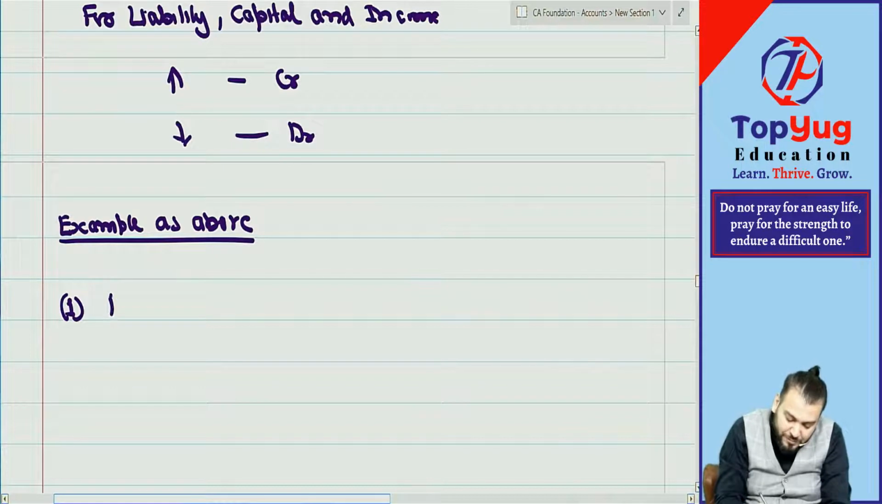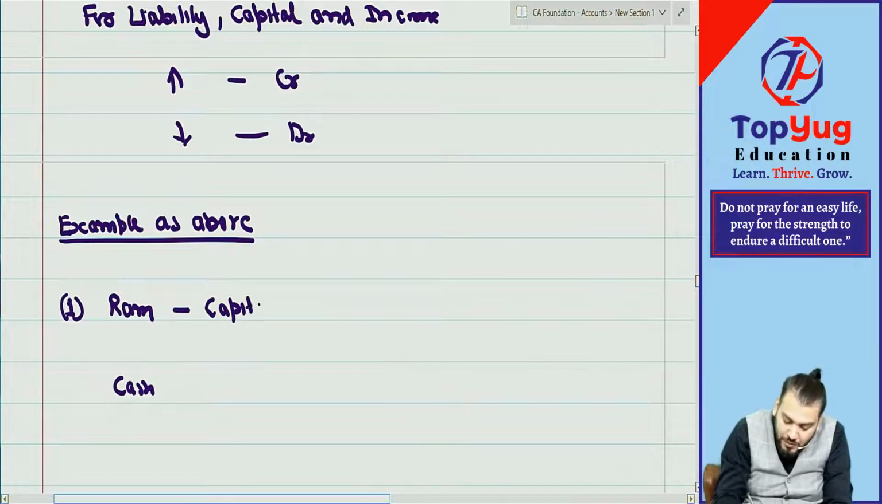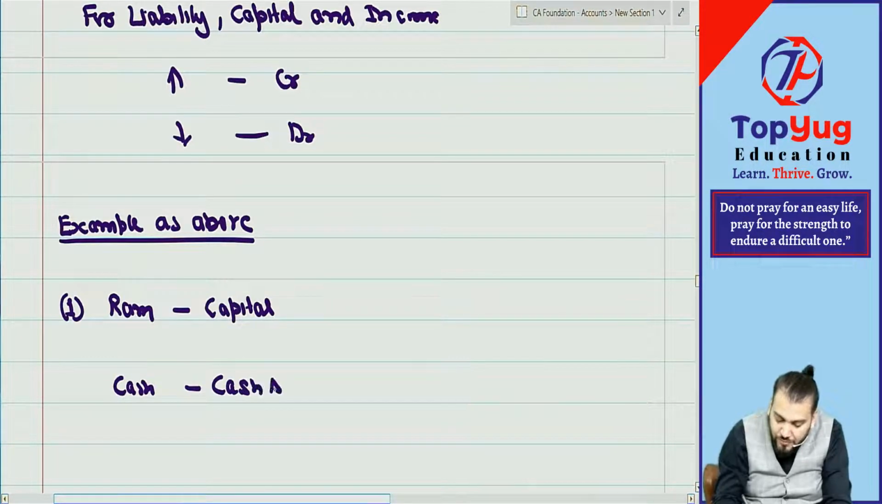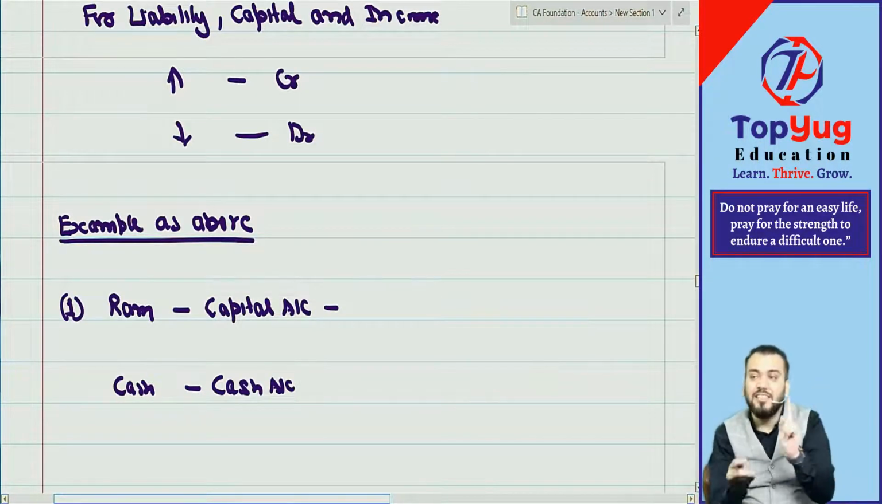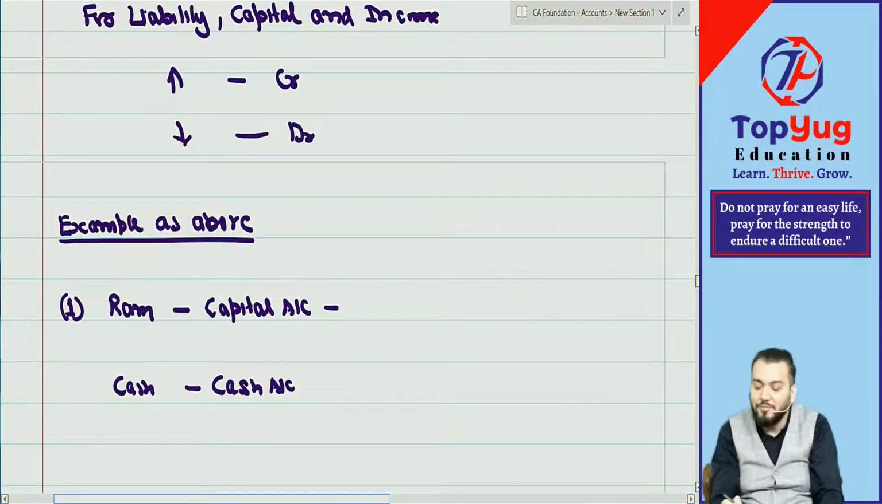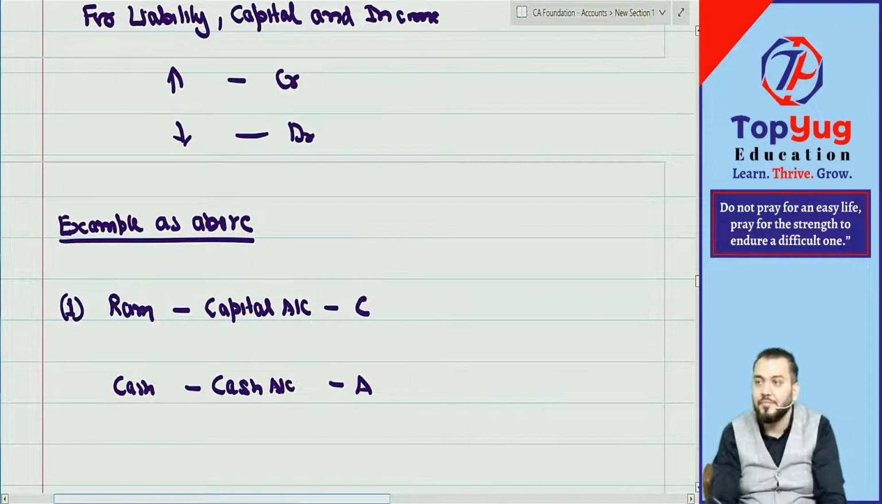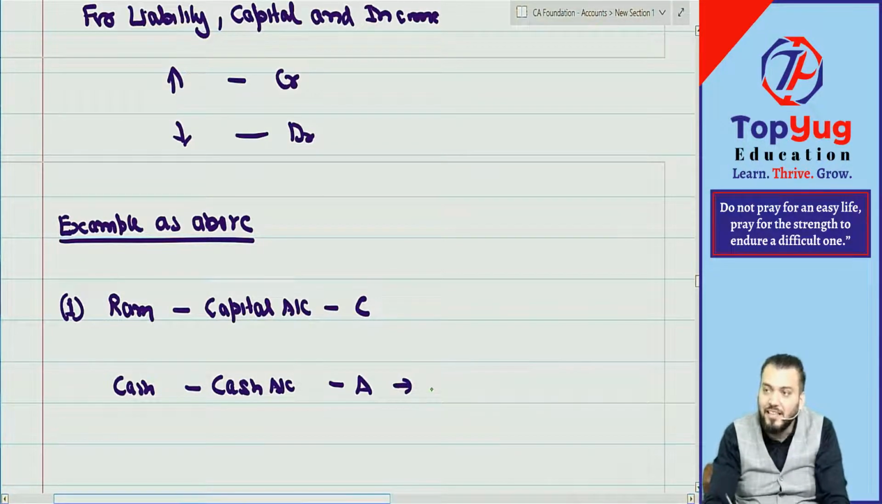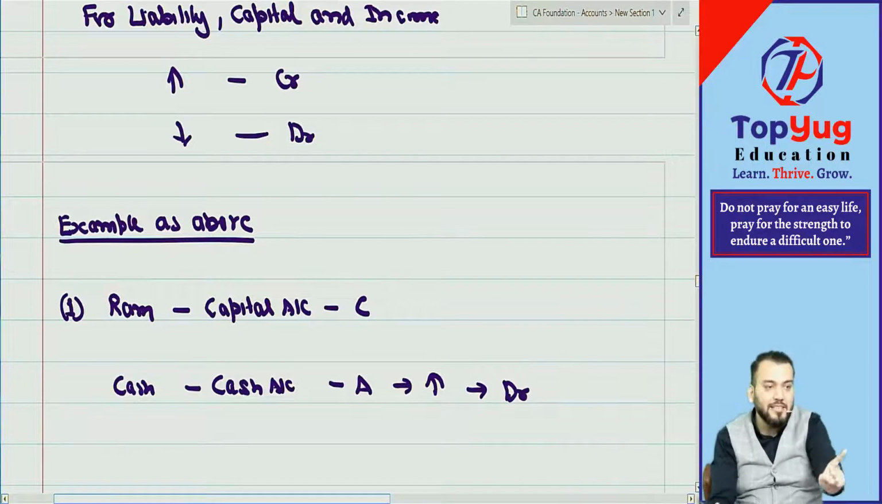But what are the two aspects? Ram and cash. Tell me, for Ram, which account? Capital account. For cash, which account? Cash account. Correct? Now you need to identify whether capital is asset, liability, capital, income or expense. So capital is capital only. Cash is what? Asset. But is it an increase in cash or a decrease in cash? Increase in asset. Increase in asset will be debited.